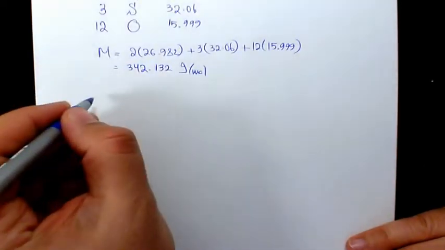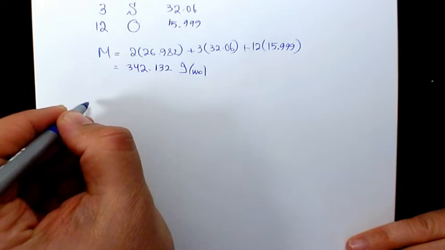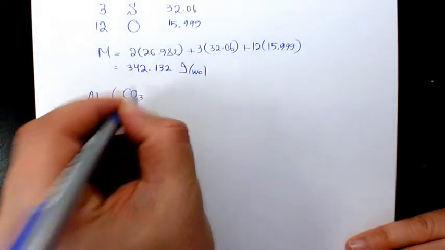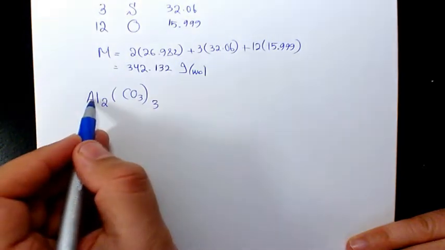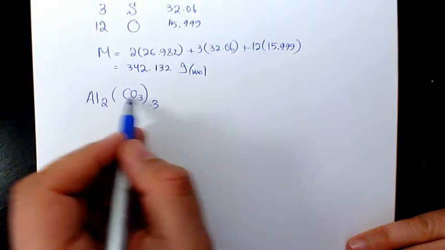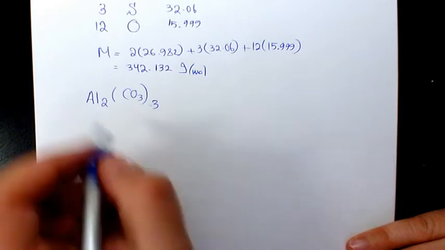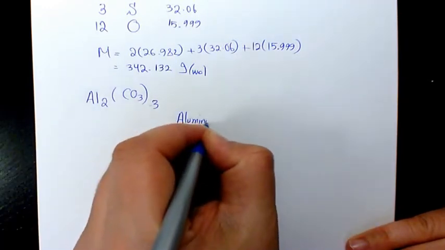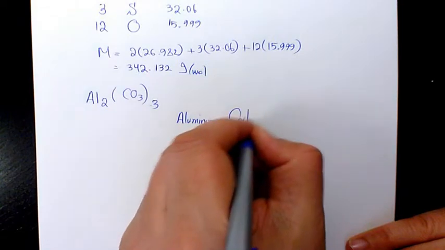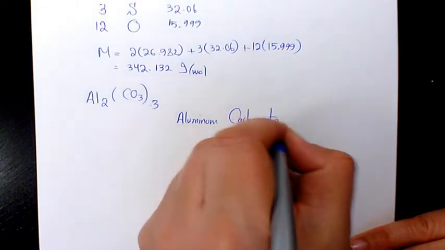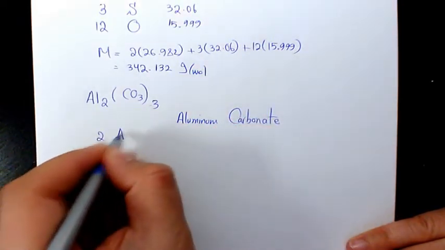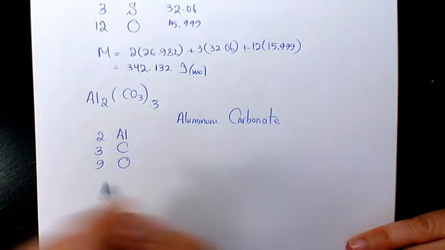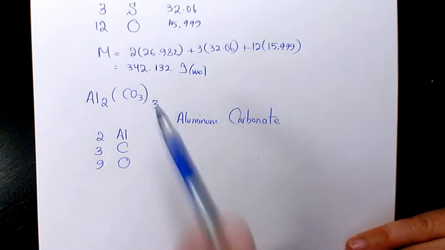Let's look at the next compound. Next compound is aluminum carbonate, Al2(CO3)3. Al is +3 and carbonate, a polyatomic ion, is 2-. So that's why we write it like that. Aluminum carbonate. So we have 2 atoms of aluminum, 3 atoms of carbon, and 9 atoms of oxygen. 3 times 3, 9.